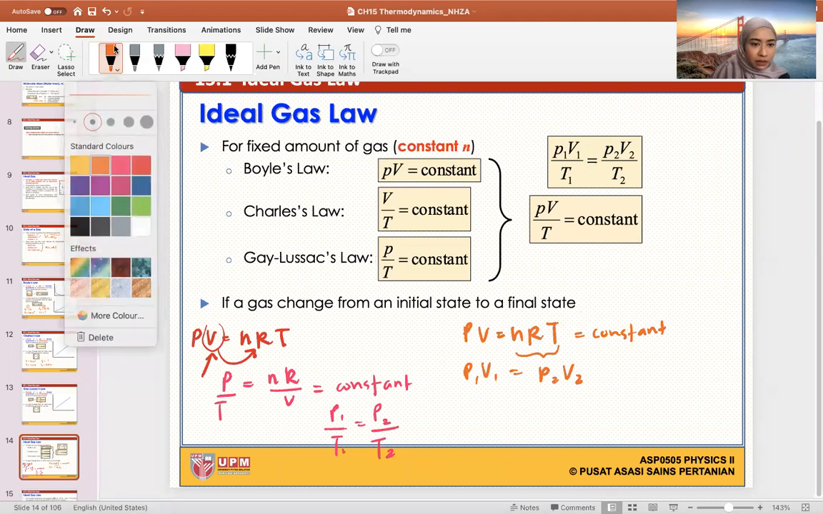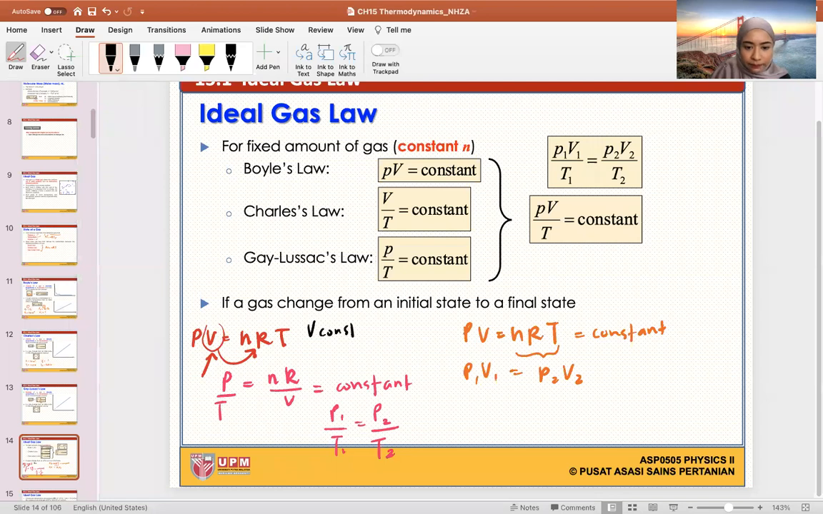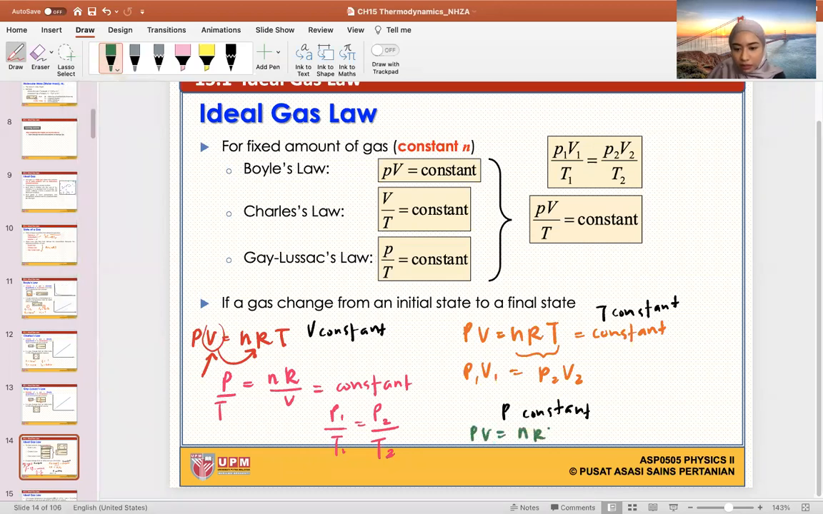So let's write, let's make an indicator. So this is volume constant. This is T constant. What is the next one? P is constant. So P is constant. By now, I think you know the trick already. Easy, right? So let's use green now. So PV equals nRT. What should we do here if P is constant?